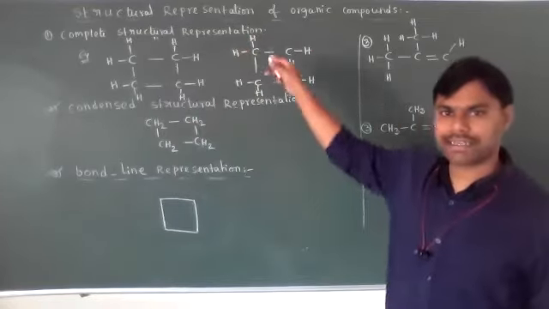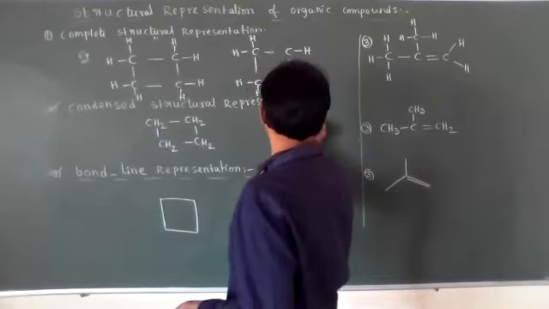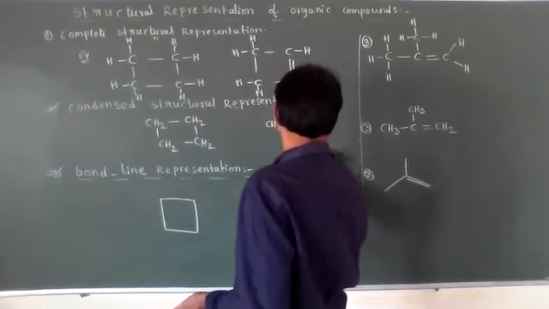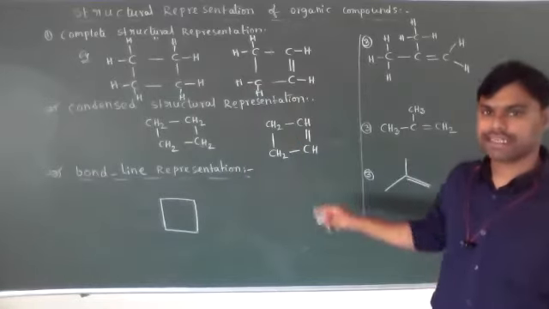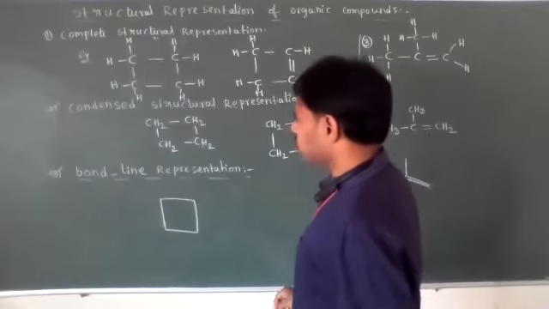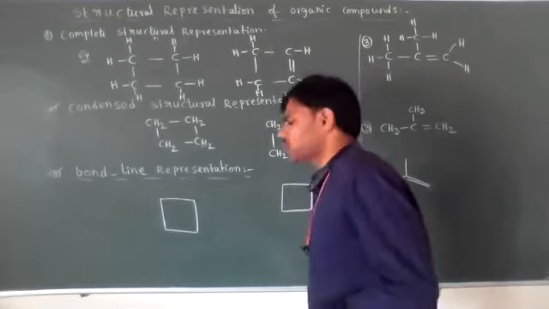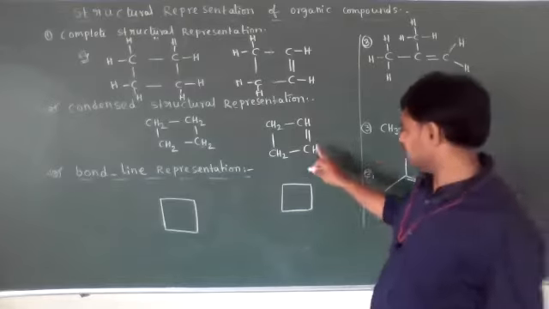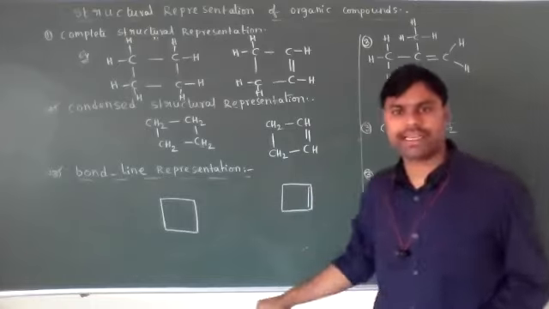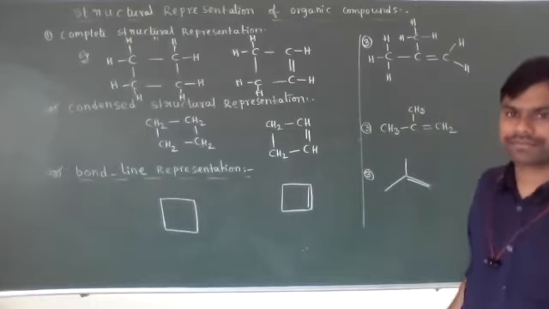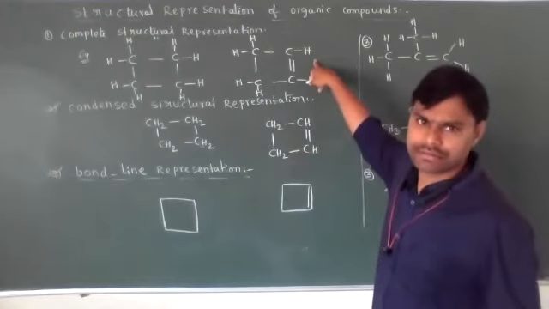Now how to write the condensed representation? CH2 bond CH double bond CH bond CH2 bond. This is the condensed representation. Now to write its bond line representation, you draw the 4-member cyclic ring and at any one of the carbon-carbon bonds you keep a double bond. Then we get cyclobutene. This is the bond line representation. This is condensed, and this is the complete representation.